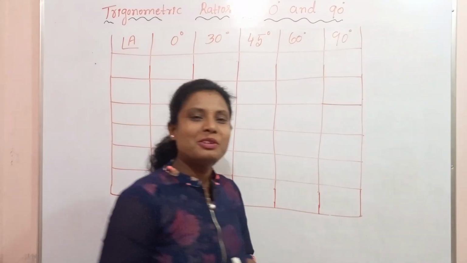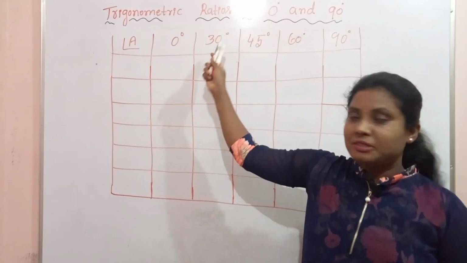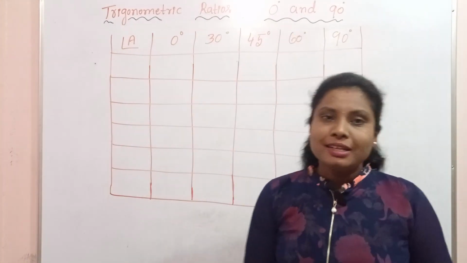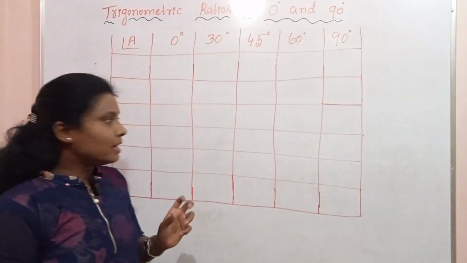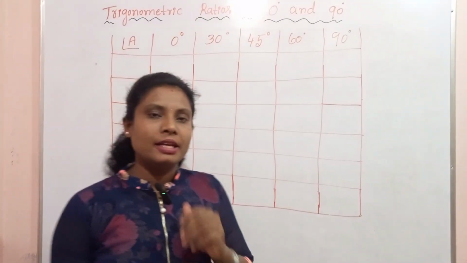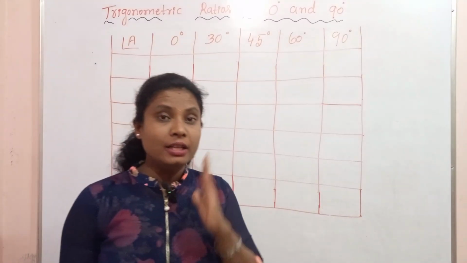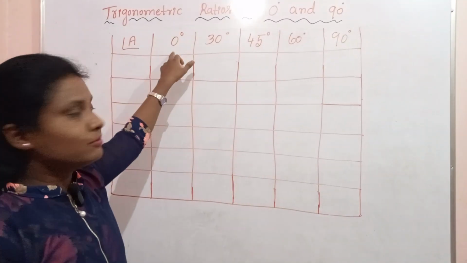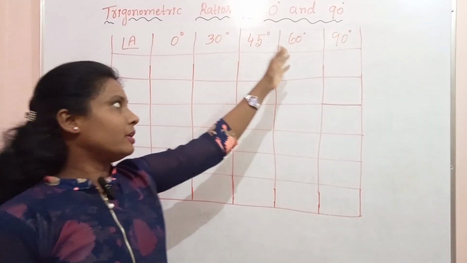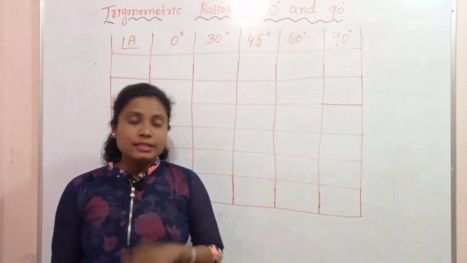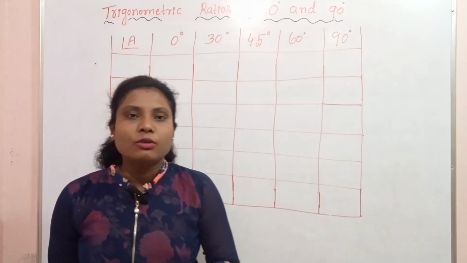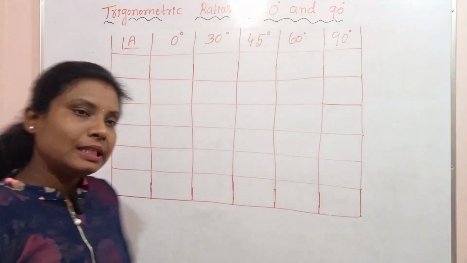In this class we are going to learn trigonometric ratios of 0 degree and 90 degree. So it means that the trigonometric ratios are sin A, cos A, tan A, cot A, secant and cosecant. Their values, what they are, if it is 0 degree, 30 degree, 45 degree, 60 degree or 90 degree, we are going to learn in an easy way in this class.